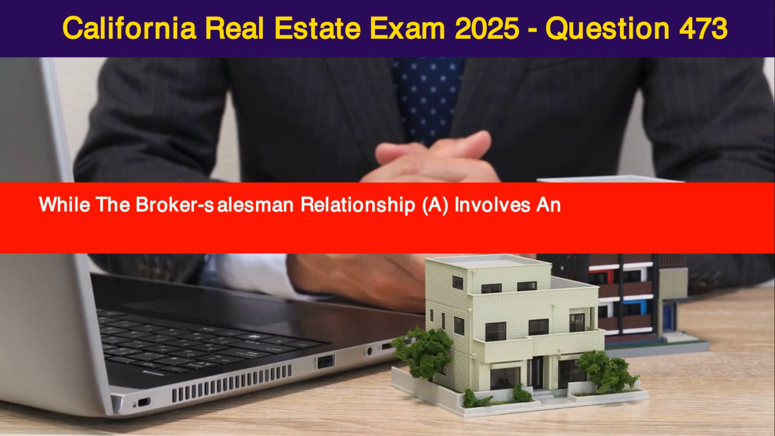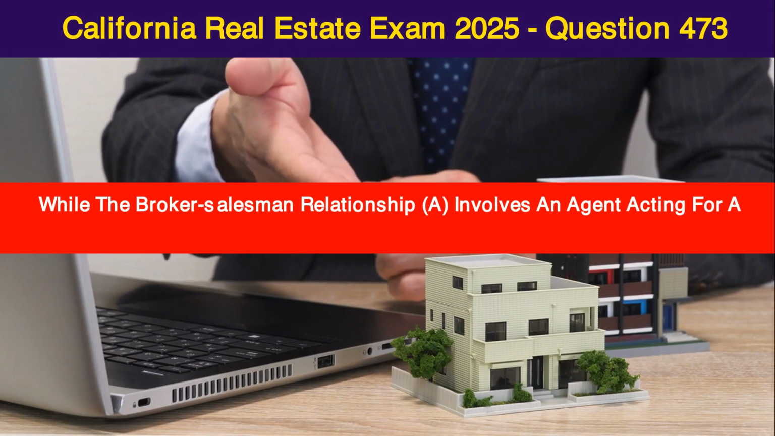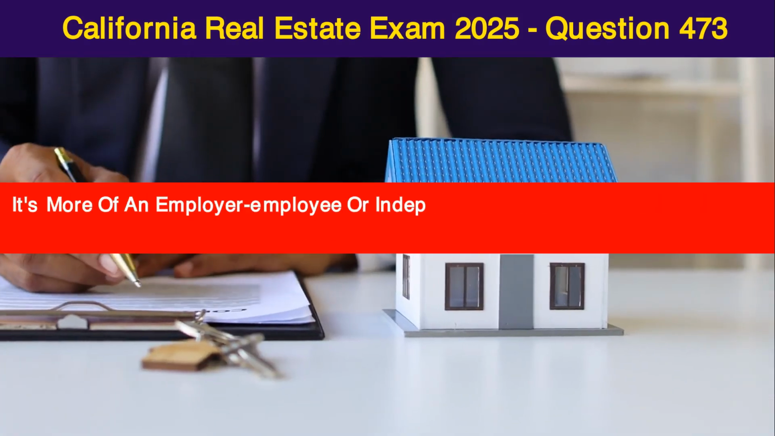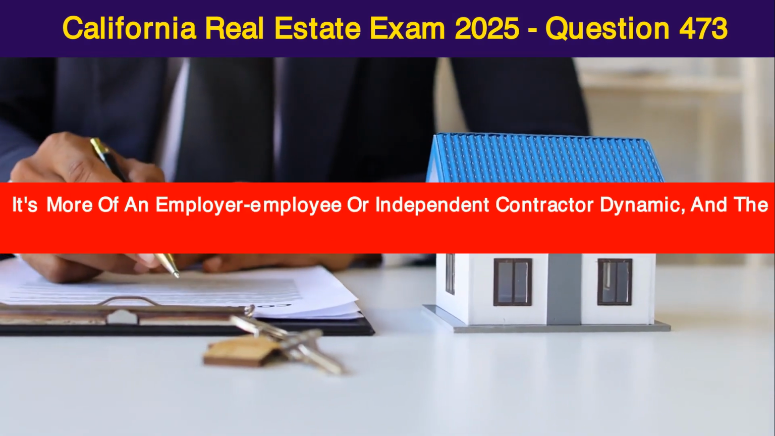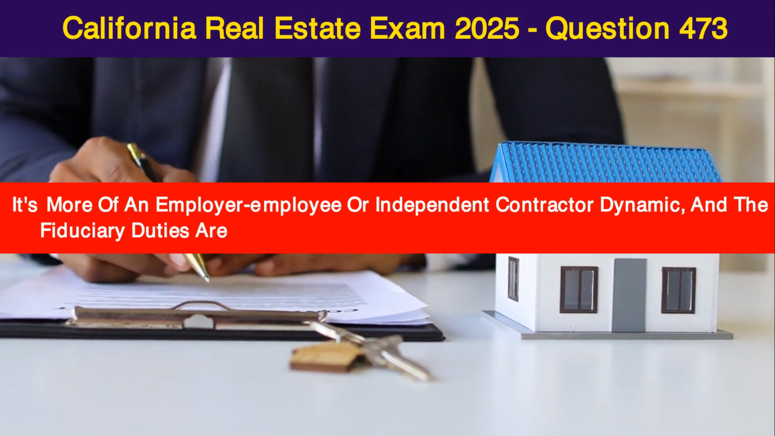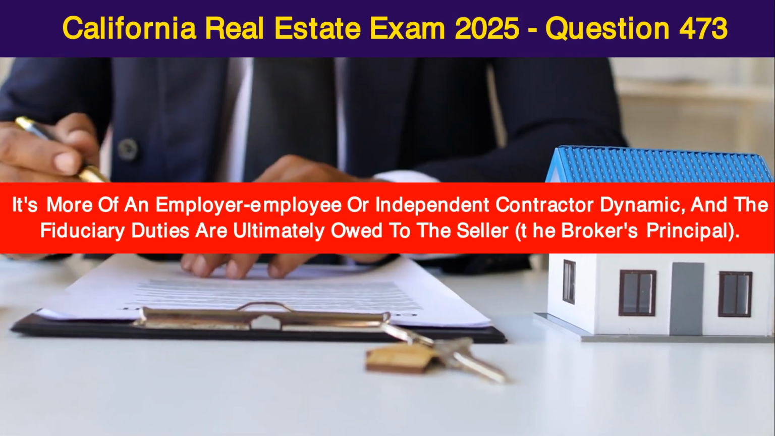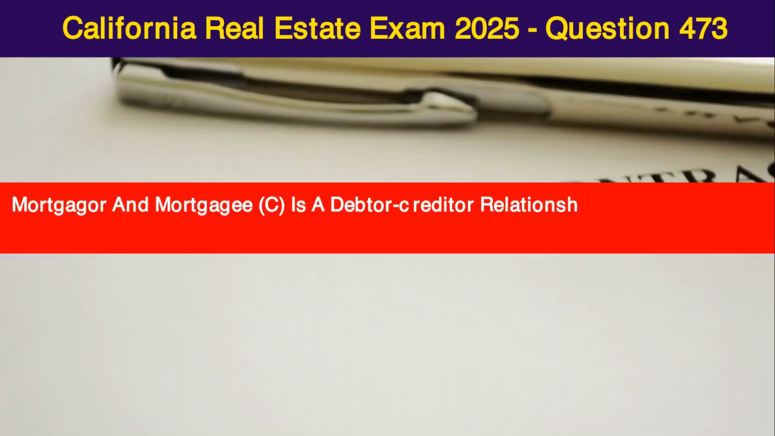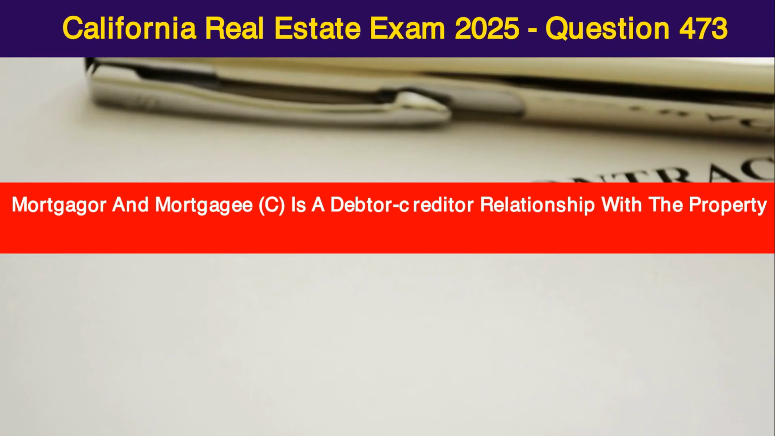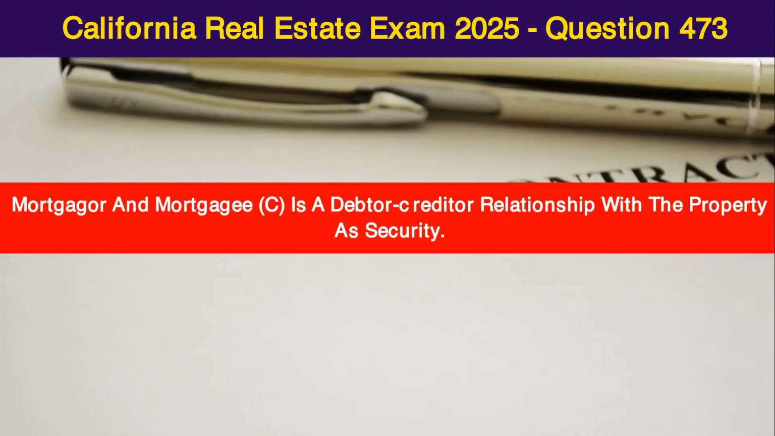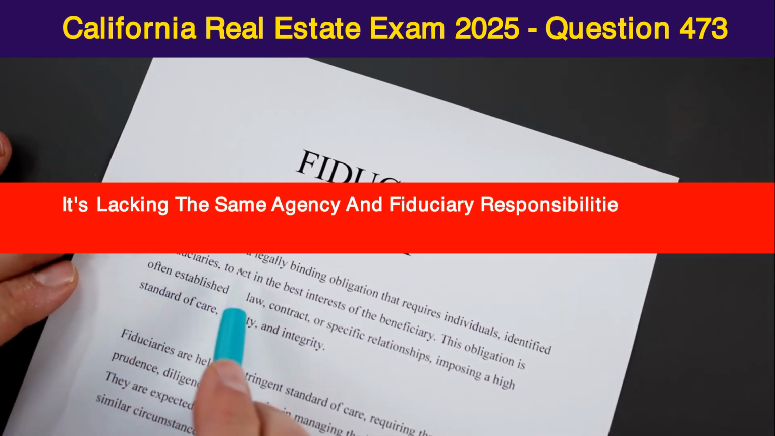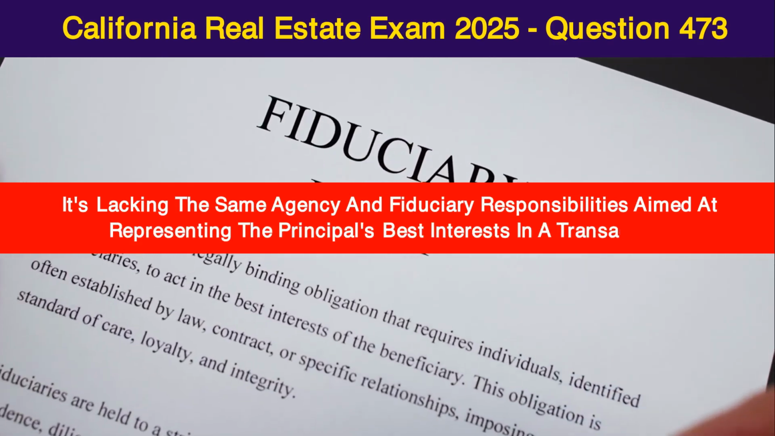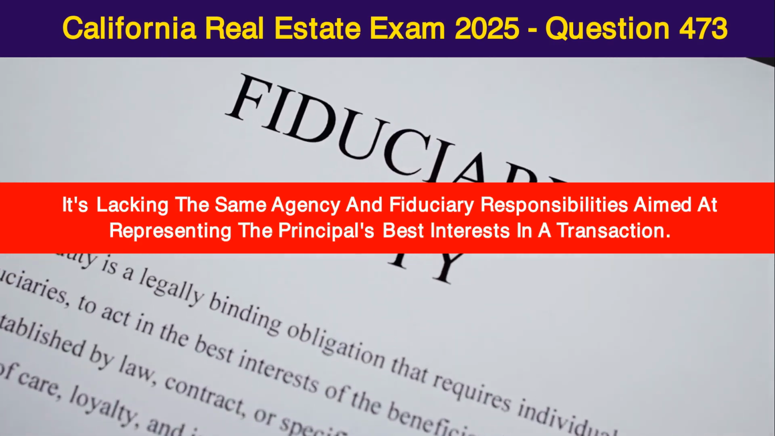While the broker-salesman relationship, A, involves an agent acting for a principal, the broker, it's more of an employer-employee or independent contractor dynamic, and the fiduciary duties are ultimately owed to the seller, the broker's principal. Mortgager and mortgagee, C, is a debtor-creditor relationship with the property as security. It lacks the same agency and fiduciary responsibilities aimed at representing the principal's best interests in a transaction.